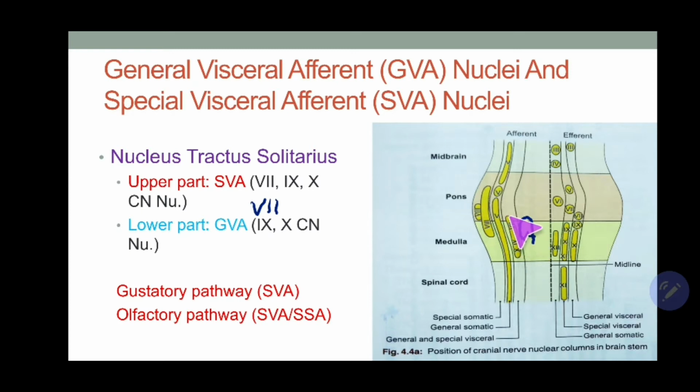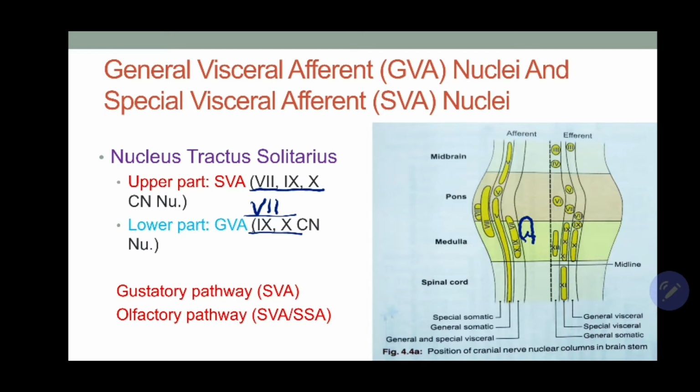nucleus tractus solitarius. I hope you've understood all the special visceral and general visceral afferent sensations which are brought by these nerves, the same nerves in all of them, the three nerves. This is easy for you to remember because the nerve supply of the tongue, the taste sensations, is very much taught to you and you know it even. So 7th, 9th and 10th for special visceral in the upper portion, and 7th, 9th and 10th for the general visceral afferent in the lower portion. So that was about nucleus tractus solitarius.